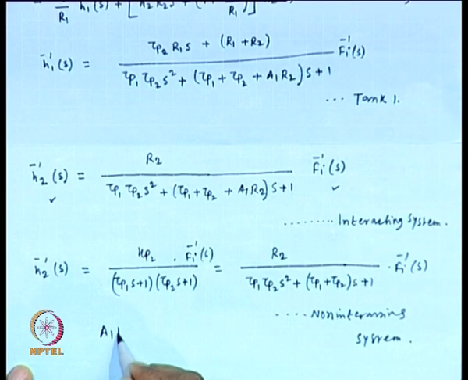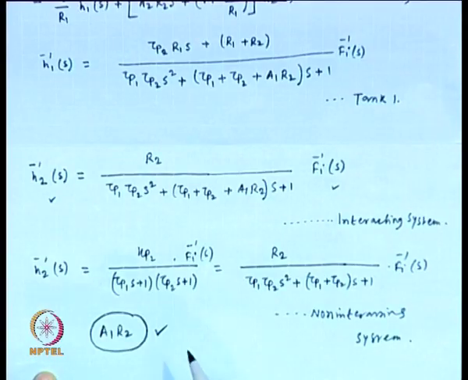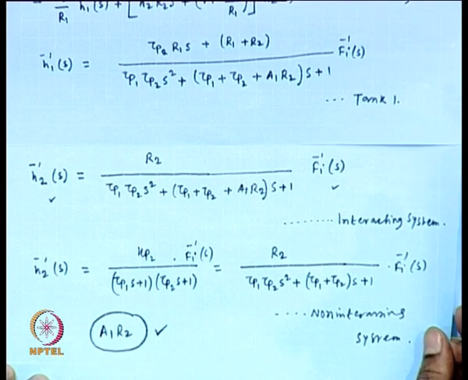If we compare, we see that one extra term is there for the case of the interacting system, that is A1 R2. This term is the additional term which is present in the overall transfer function of the interacting tank system. So, this term A1 R2 may be thought of as the interaction factor. Fine. If we compare the two transfer functions, we see that one additional term A1 R2 is present in the overall transfer function of the interacting system, and this term may be thought of as the interaction factor.